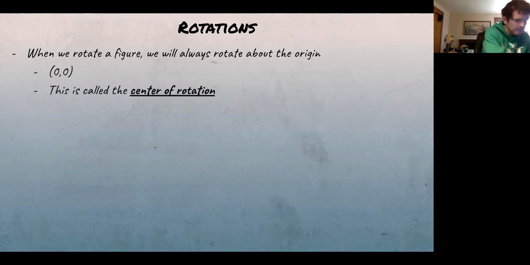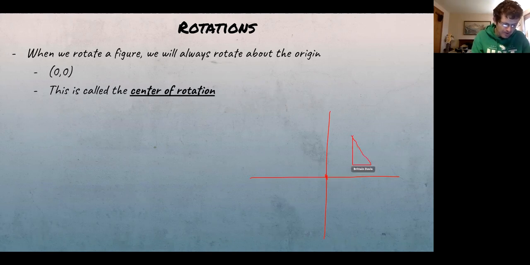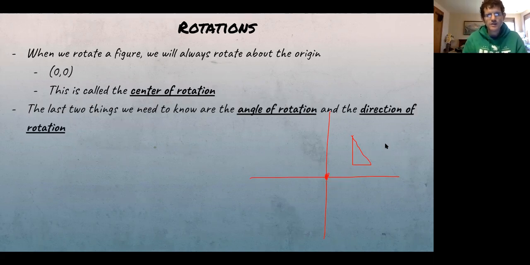So we're going to have our center of rotation be right here. So if I have a triangle that I'm going to rotate, I want to rotate it around this point. And I'll work on that a little bit more in a second. So the other thing we need to know is what is the angle of rotation? What's the direction of rotation? Now we could rotate lots of different angles. I could say rotate 30 degrees, but that gets really complicated. So we're not going to focus on rotating 30 degrees.